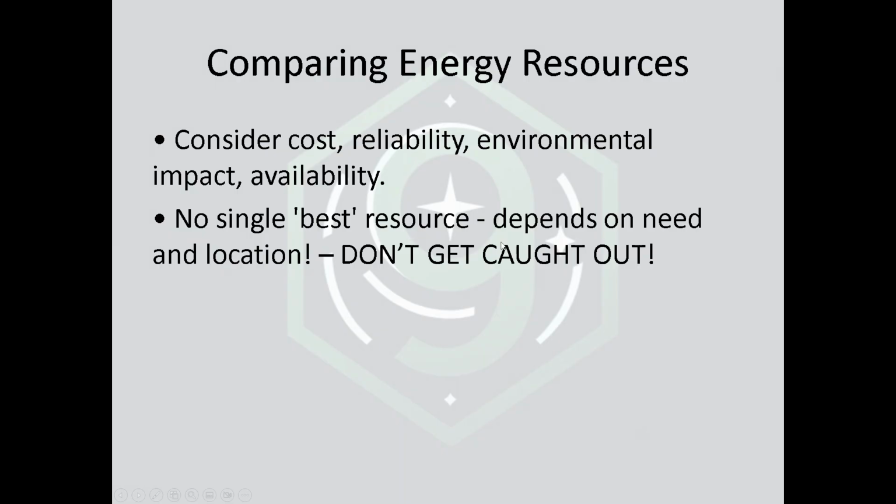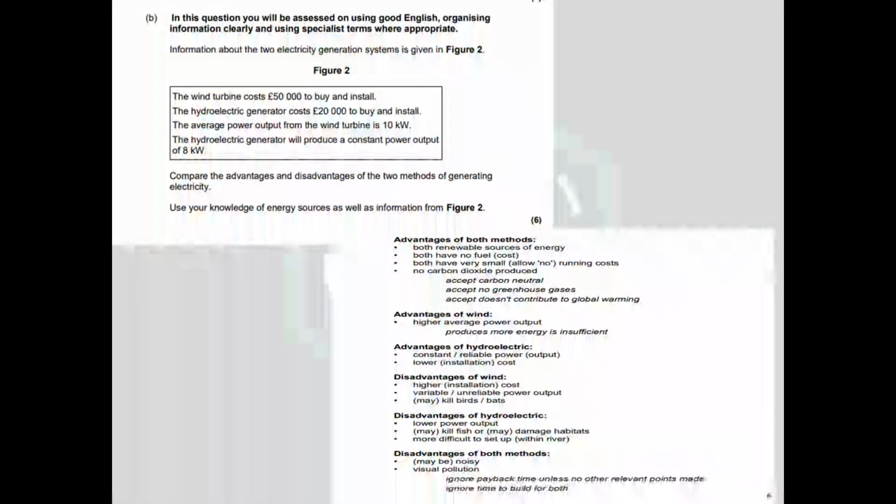In exam questions, there's usually a 6 marker on comparing energy sources. So when it comes down to these questions, you want to consider cost, reliability, environmental impact, and availability. However, please be sure that there is no single best resource. It depends entirely on the need and location. Don't get caught out here. So relating to this, we're going to practice a quick question, what a question may look like and the mark scheme to it.